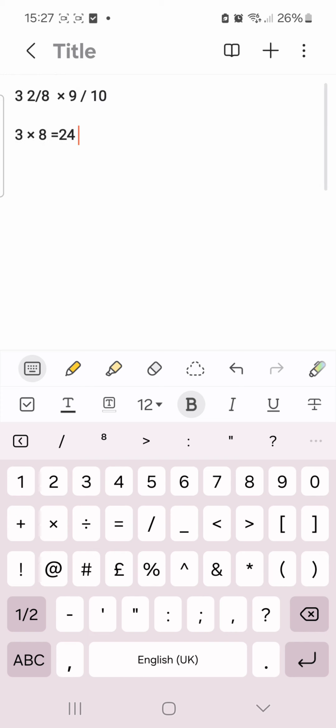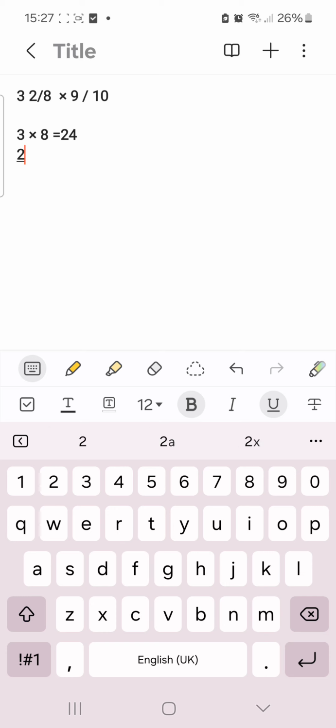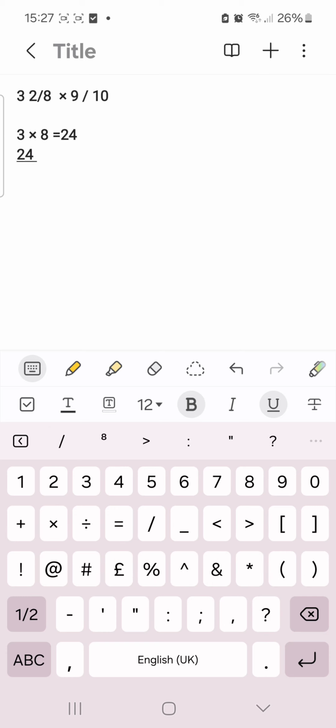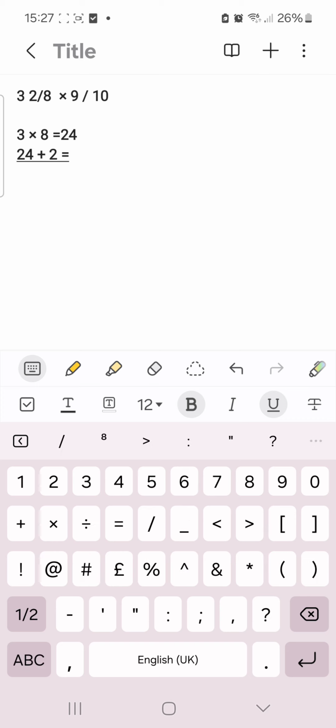Okay, let me show you. See, let me make this clear. So see, equals 3 times 8 equals 24. Then you found your answer. Now what you have to do with 24, you have to add 2, because there's a 2 still left. You can't just leave that out. It won't make the math correct, okay? Which equals 26.